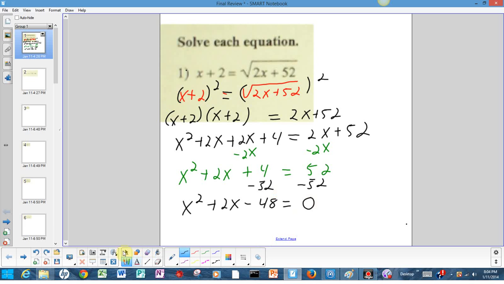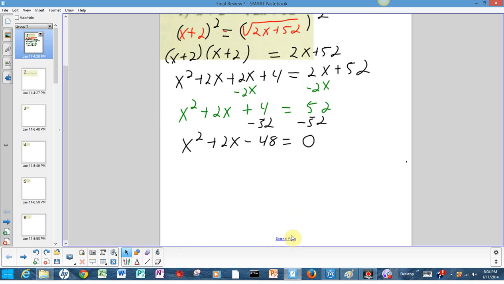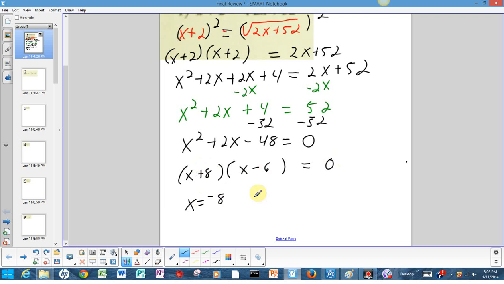Okay, and let me extend the page here a little bit. Now what I'll do is factor this into its two binomials. Looking at that, I need two things that multiply together to give me 48 and add together to give me 2, which would be x plus 8 and x minus 6, and that's equal to 0. So then I'll set my solutions here. X would either equal negative 8 or x would equal positive 6.